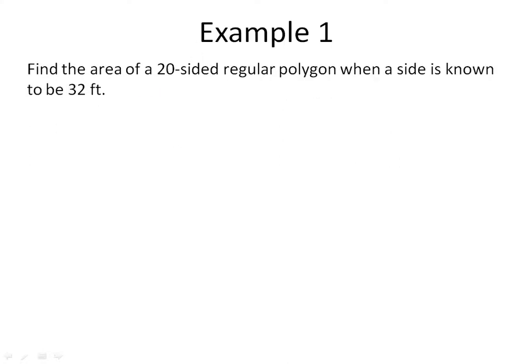Okay, so let's see what we can do with an example. First thing is they want us to find the area of a 20-sided regular polygon when a side is known to be 32 feet. So we draw our situation. It's usually enough just to draw 3 of these sides, and that's enough to give you an idea of what's going on. As they're noting here, one side is 32.